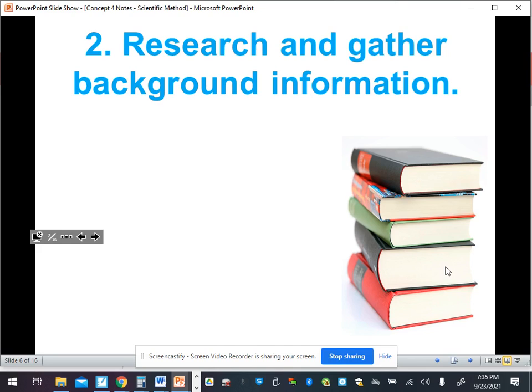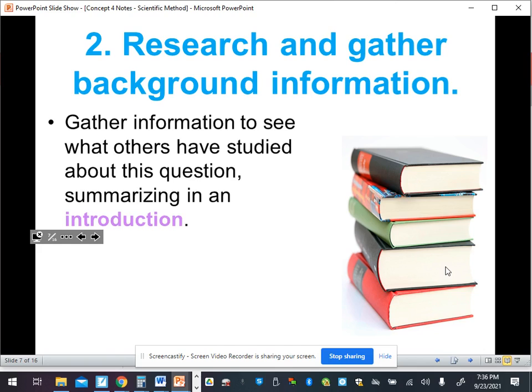When we do labs in class, generally you don't have to do this. Generally, I give this to you. But if you were to actually do a full-blown experiment, you would have to do some research. So in this step number two, again, you should be on page 25 of your notes, bottom of page 25. So you can write this bullet point in there. So under number two, gather information to see what others have studied about this question and summarizing it in an introduction.